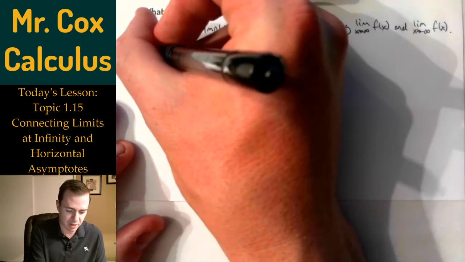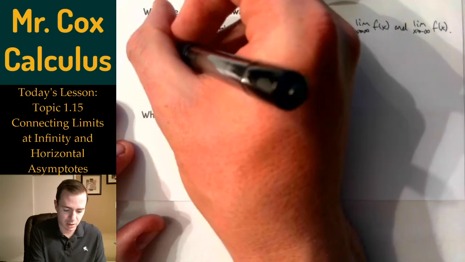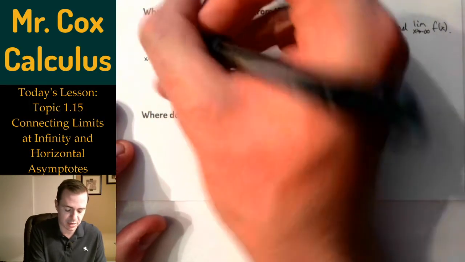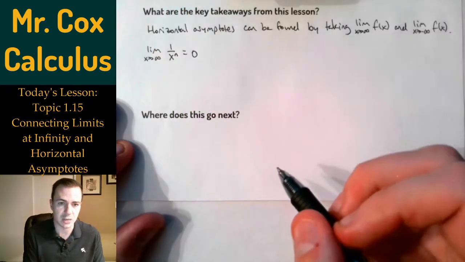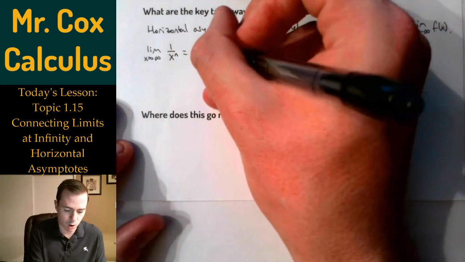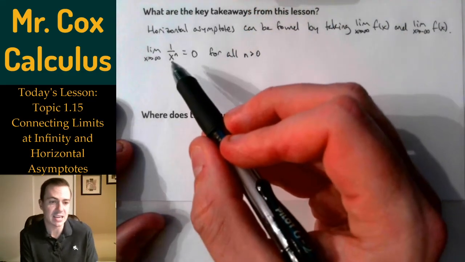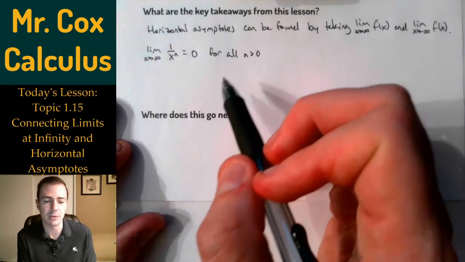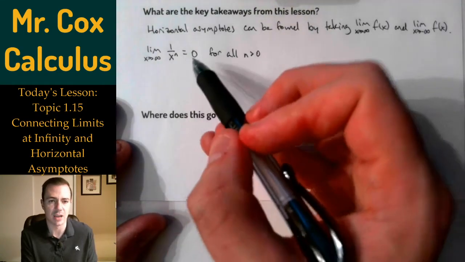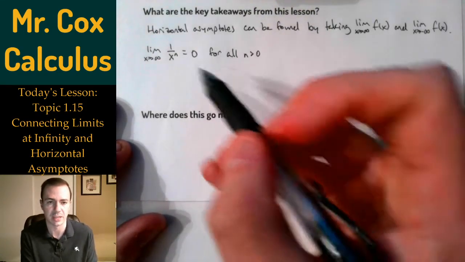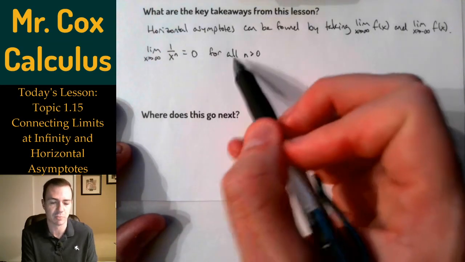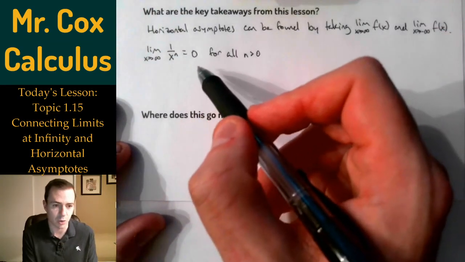We said that the limit as x approaches infinity of 1 over x to the n was equal to 0 for all n greater than 0. So x to any power besides 0, and it does have to be a positive value. Negative exponents do different things. But if I have 1 over x to some sort of positive value, then the function is going towards 0.